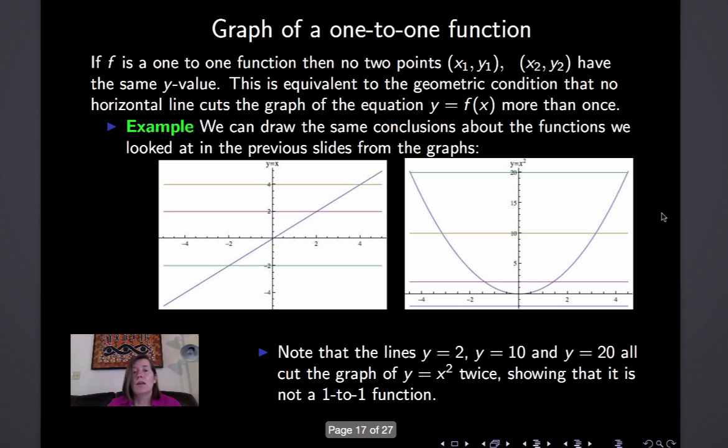You can see that the lines y equals 2, y equals 10, and y equals 20 all cut the graph of y equals x squared on the right twice. So this violates our horizontal line condition, and therefore f of x equals x squared is not a one-to-one function. On the other hand, on the left, any horizontal line we draw cuts the graph of y equals x only once. So no horizontal line cuts the graph more than once, and we can conclude that the function is 1 to 1.